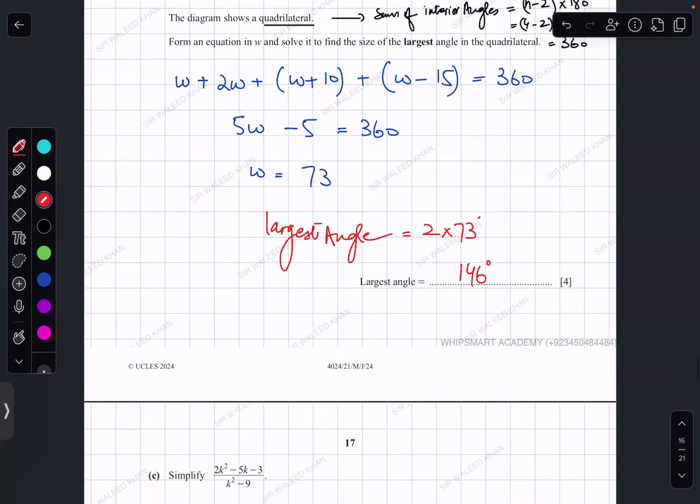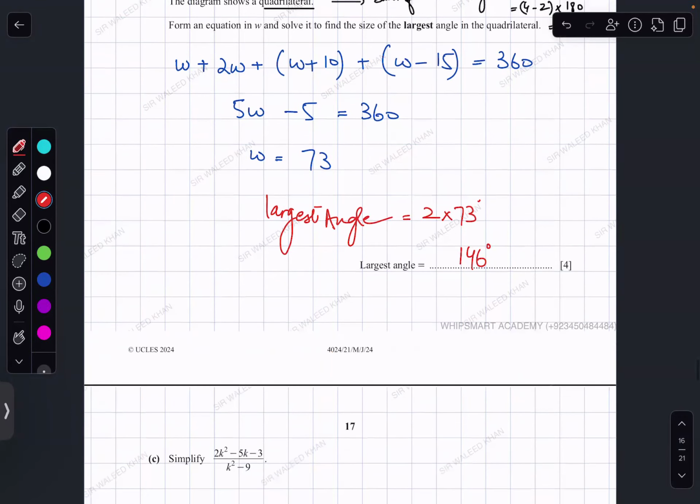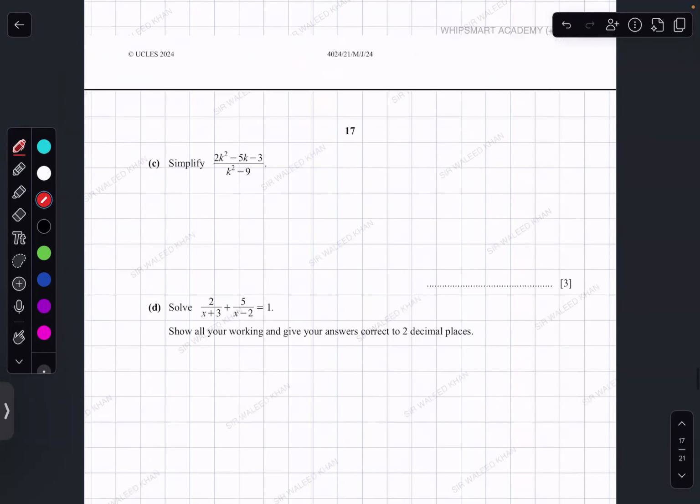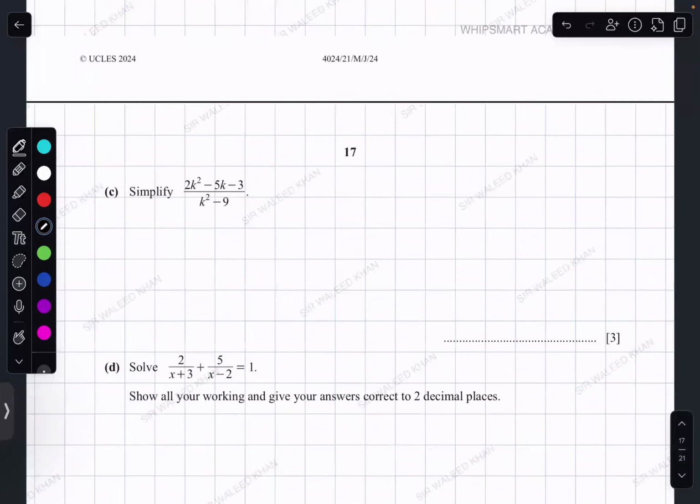Show the steps. It's a 4-mark question. Do not skip the steps. Okay, working carries marks for you, so do not skip the steps. Now this one, simplify.